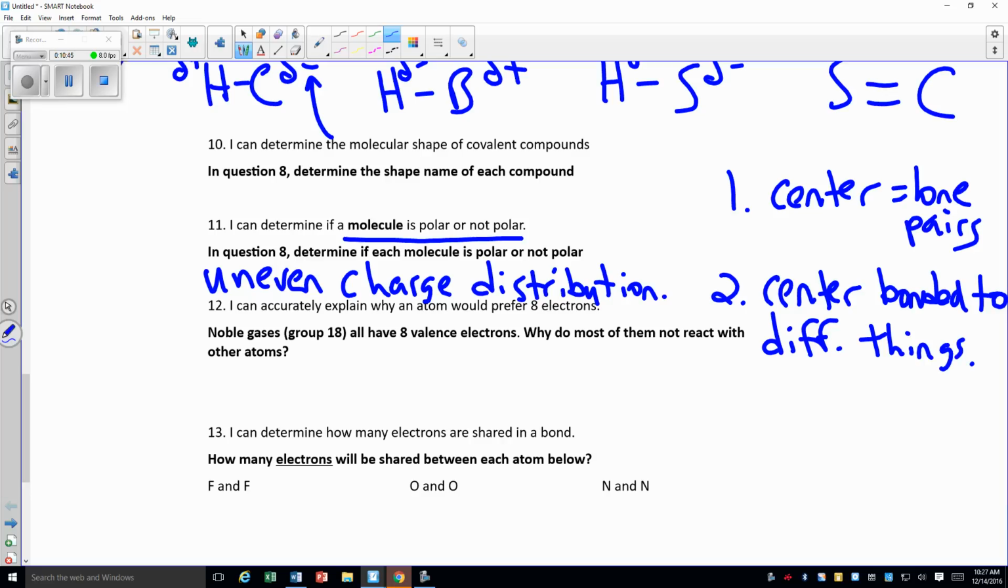All right, so if the center atom has lone pairs, or the center atom is bonded to different things, then it is polar. The only case where we see a polar compound in the examples above is sulfur and hydrogen, H2S, because we have lone pairs here. You see lone pairs on the center, it's polar, because you have an uneven charge distribution. They are not canceling each other out. Okay?